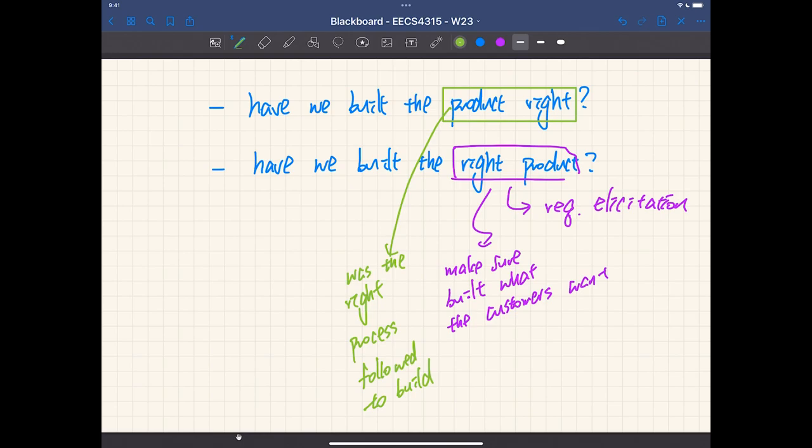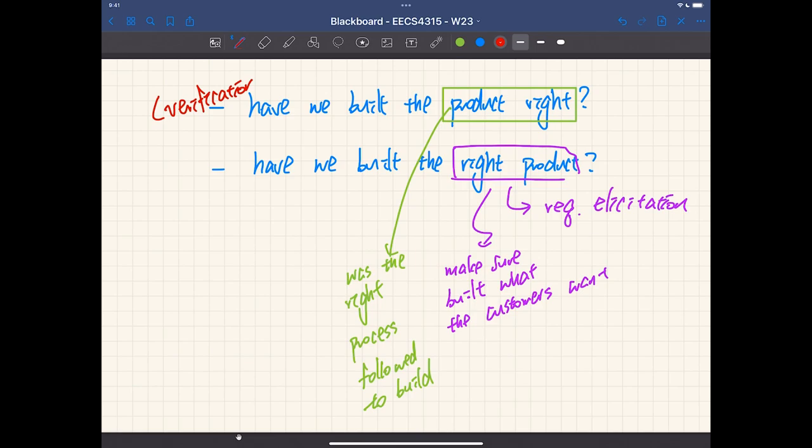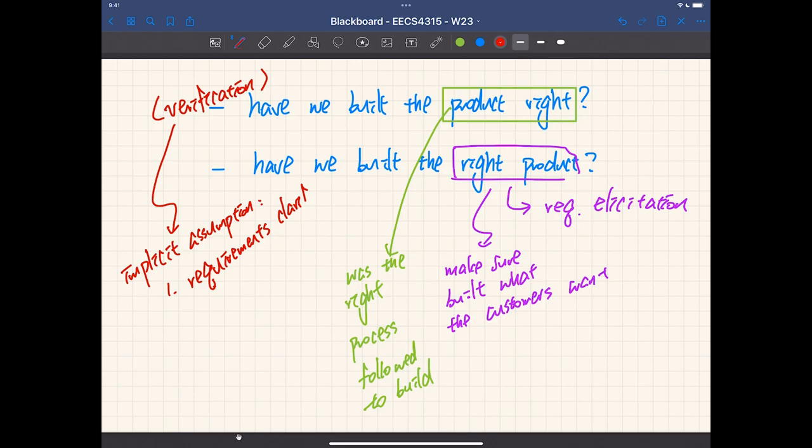Yes, go ahead. Absolutely, that's exactly the point. That's good. That's what we mentioned before. Okay, let me write it down. The first one over here definitely is verification. And whenever you talk about verification, there is usually some implicit assumption. Also important. Let me write in sequence. Number one, the requirements already clarified or already specified. You know what you want. Number two, design decision made.